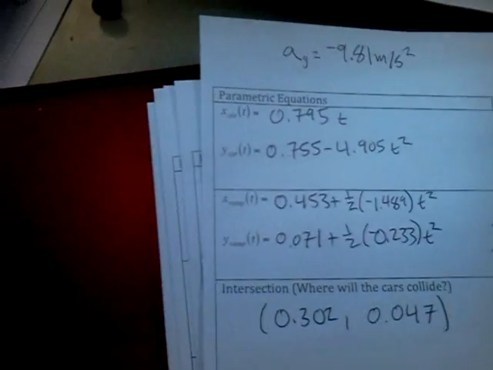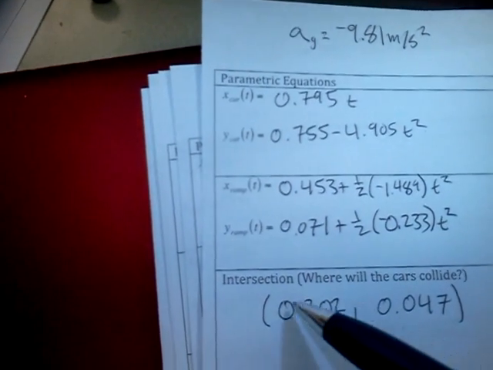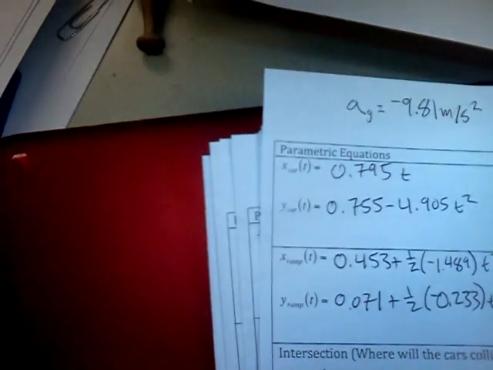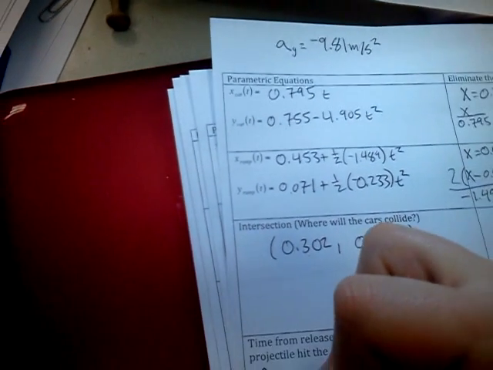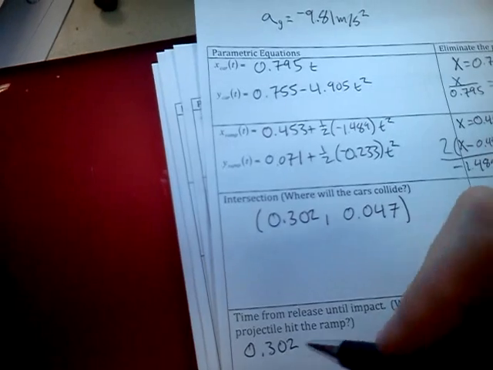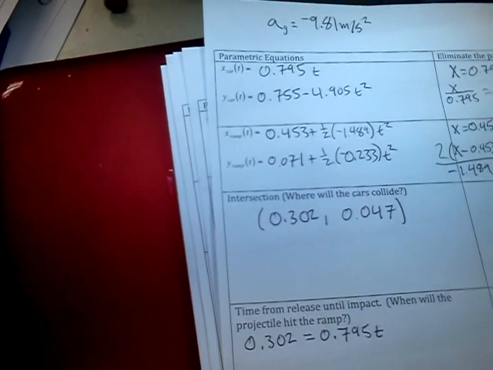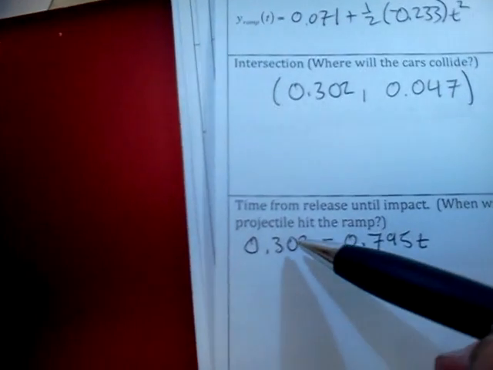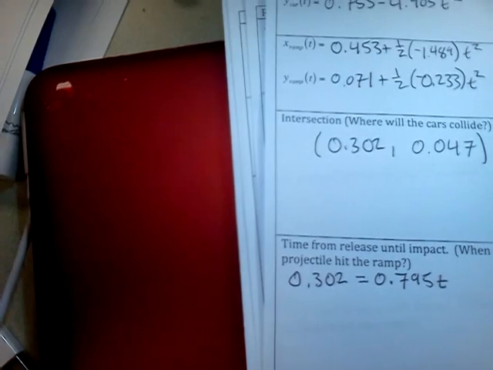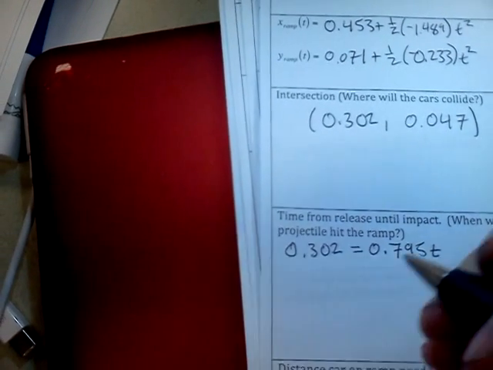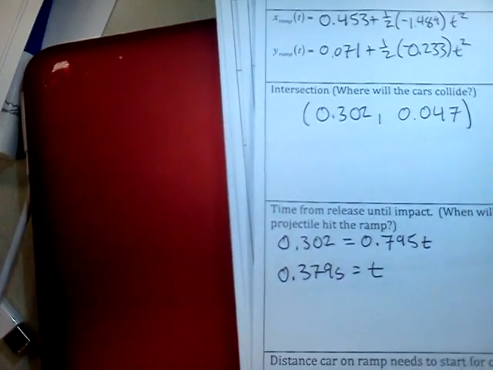And to do that, we can use our parametric equation and these values here. So I want x to be equal to 0.302, and I want to know what time that occurs at. So I'm going to use this equation here, and I'm going to set it equal to 0.032. And I want to solve for the time for when that occurs. So I want to know when my car from the table is going to be at 0.302 meters. And when I solve for that, I get 0.379 seconds is what my time is equal to.